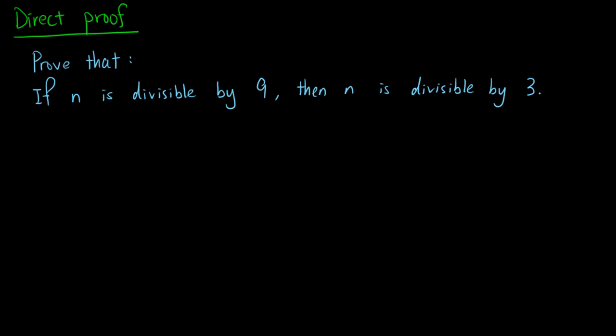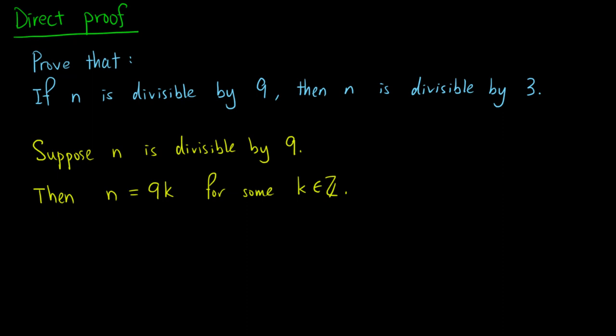We want to prove that if n is divisible by 9, then n is divisible by 3. So let's assume that n is divisible by 9 and show that it is divisible by 3. Here, it boils down to applying the definition of divisibility. n is divisible by 9 means that we can write n equals 9k for some integer k.